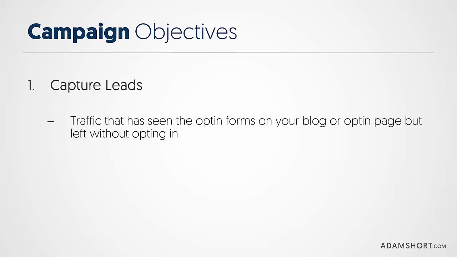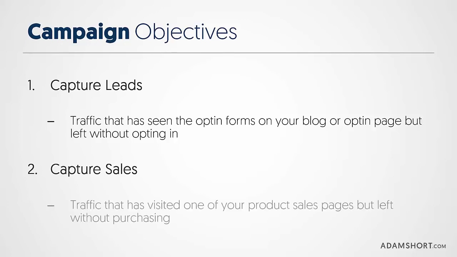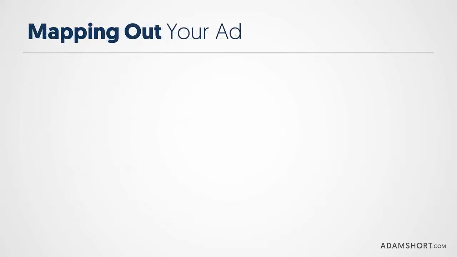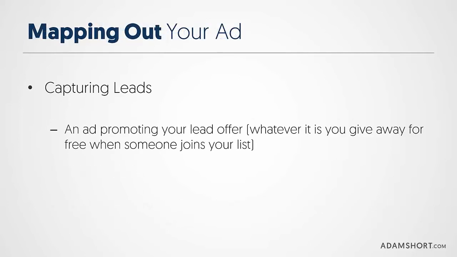So if we have traffic that's come to our website and seen our opt-in forms, maybe on our blog, or they visited our opt-in page, but then they've left without opting in, well, we want to set up a retargeting campaign to bring them back and get them to opt in. Another common objective is to capture sales. So if we have traffic that's visited one of our product pages but left without purchasing, we want to bring them back to our product page. Now, once you've chosen an objective for your retargeting campaign, you want to move on to step 2, which is mapping out your ad. So let's say that we wanted to set up a retargeting campaign to capture leads, meaning people who came to our website, saw our opt-in forms, and then left without opting in.